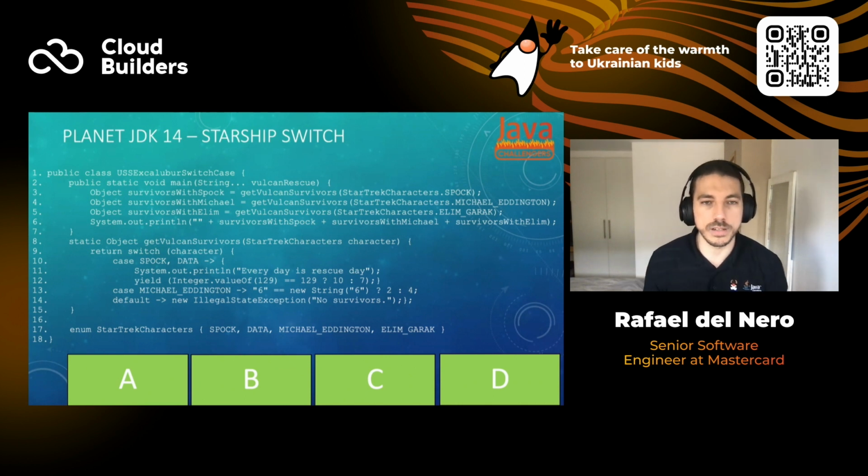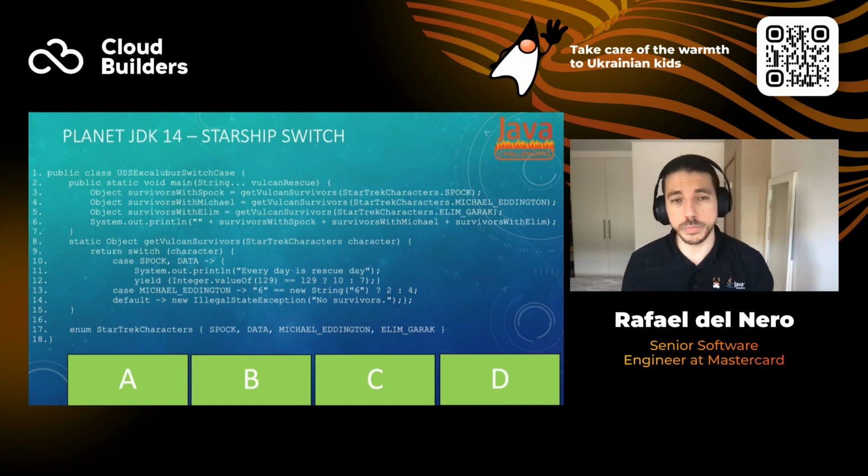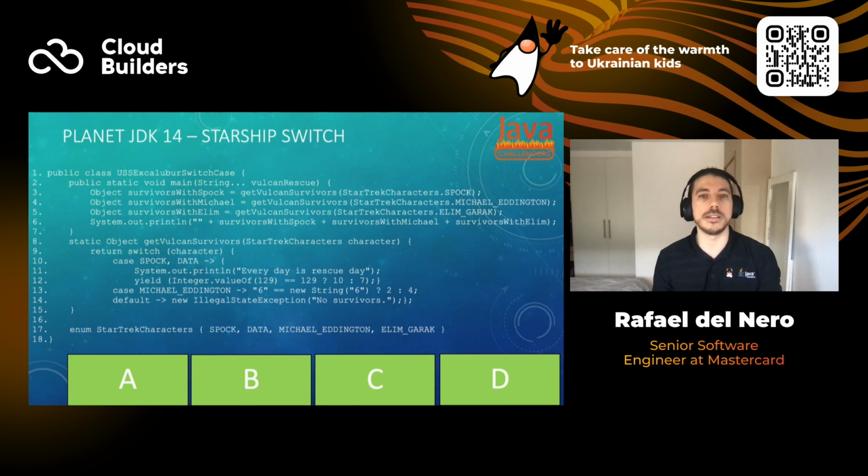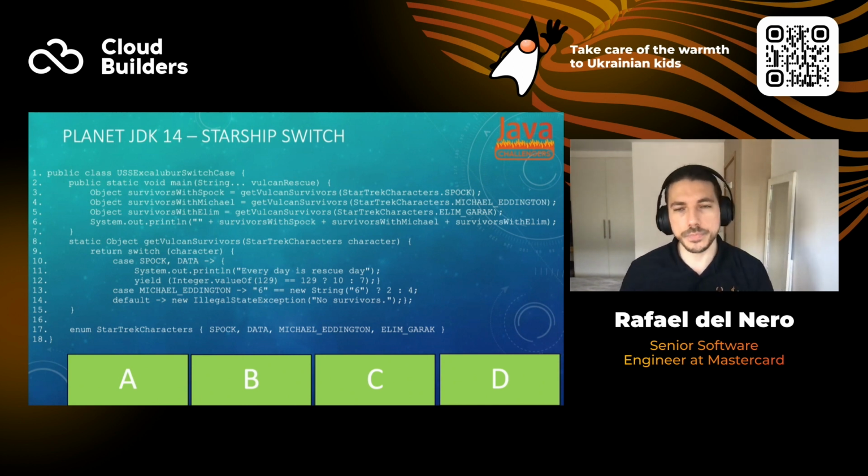So why this concept is important is because it makes the code more succinct and more concise. Instead of having the break statement, we can just have a lambda expression. So notice that we are passing enums to the get Vulkan survivors method, and we are doing a couple of operations there. And yeah, notice that we are using a lambda expression instead of using the break statement. Okay, so let's see the alternatives.